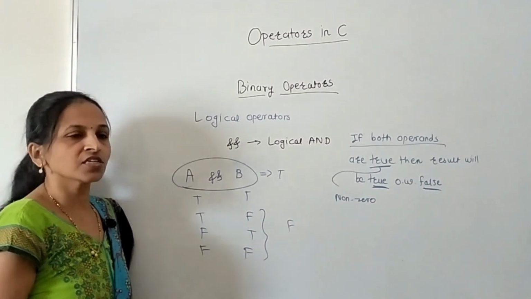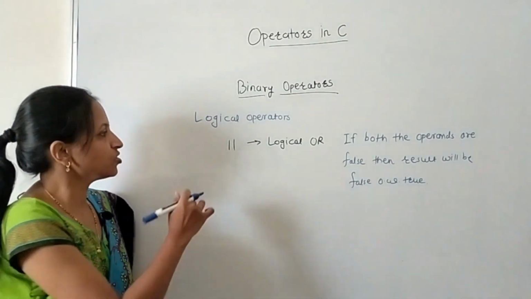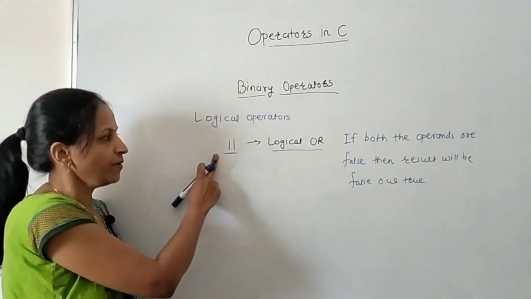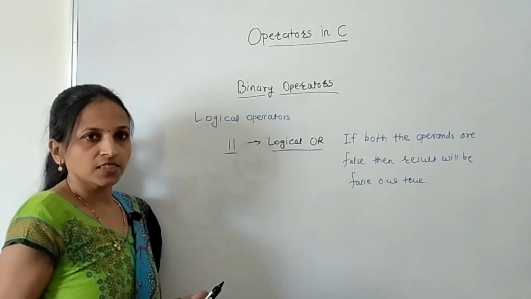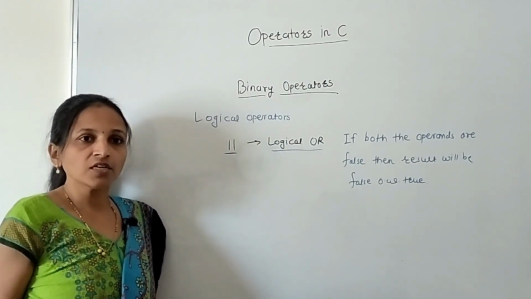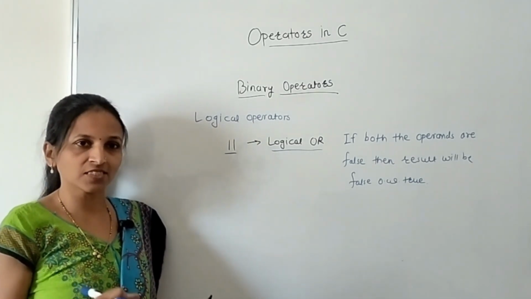This is the logical AND operator. The next one is the logical OR operator. This is represented by this symbol. Now, in logical AND, what we have seen is, if both the operands are true, then only the result will be true, otherwise it is false.